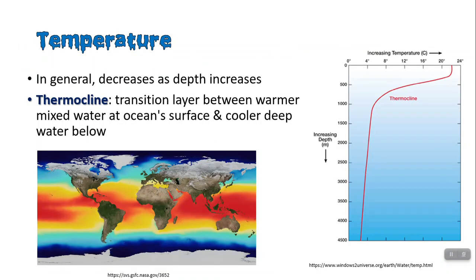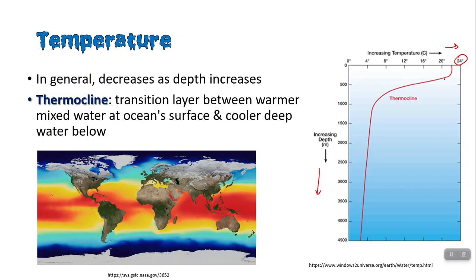Temperature is also an important factor that can determine what organisms can live somewhere. So we've got two diagrams here. The graph on the right is showing increasing temperature going towards the right and increasing depth going towards the bottom. So notice the most shallow area at sea level has the highest temperature. The temperature decreases as you go down.